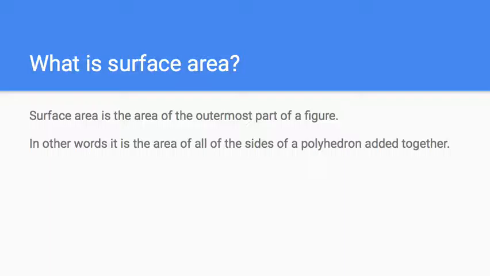Now, we're just going to be working with prisms. Prisms are three-dimensional figures. They have the same base. They have two bases, and then the rest of the sides are all rectangles. And so we're going to be looking at some prisms, rectangular prisms, triangular prisms, and we're going to be calculating the surface area, which is the area of all of the sides added together.